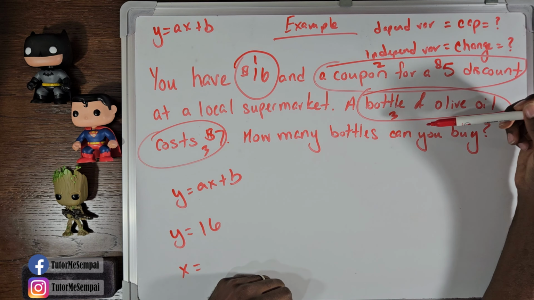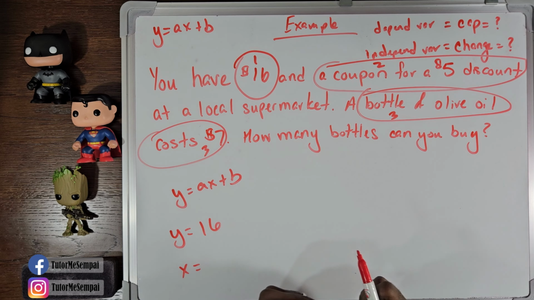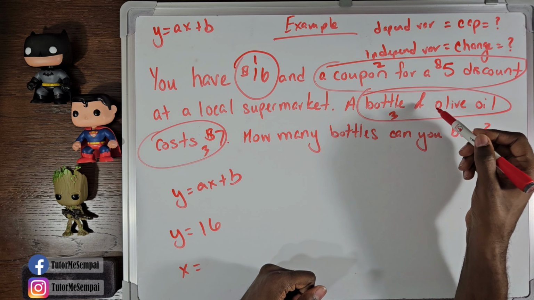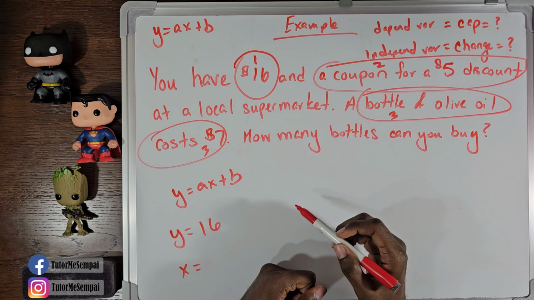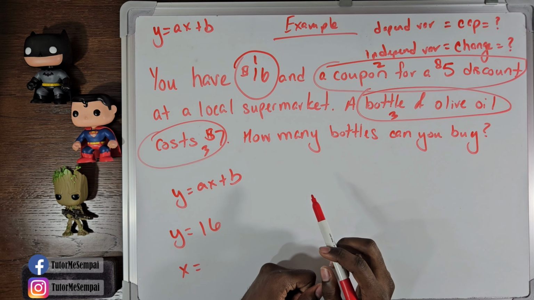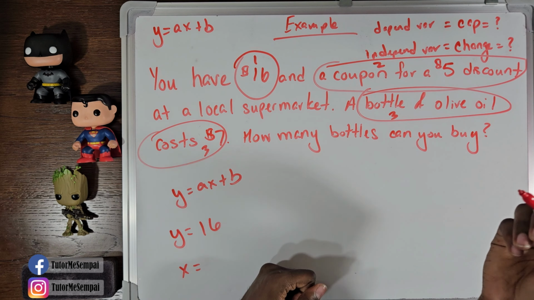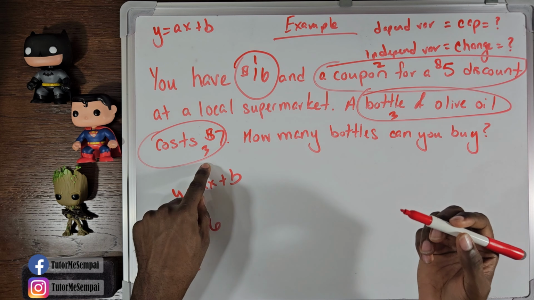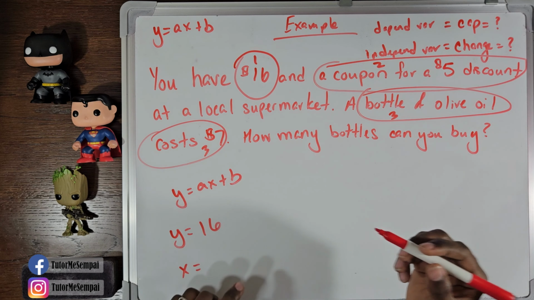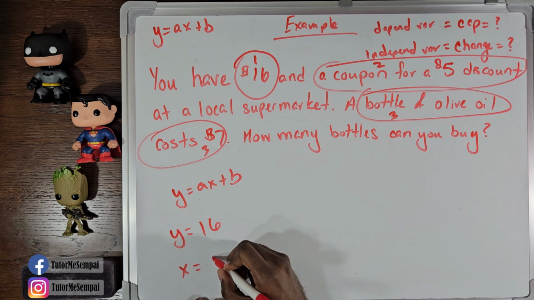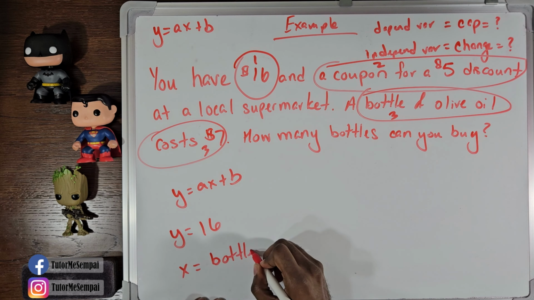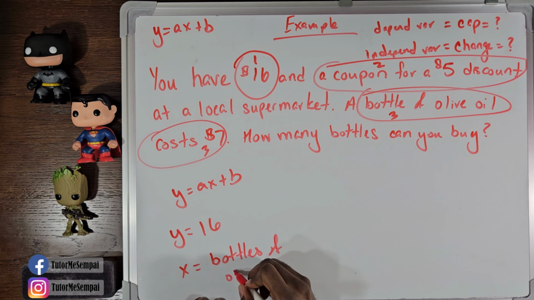Once again, what are you trying to do? Are you trying to acquire more coupons or discounts? Or are you trying to buy olive oil? You're trying to buy bottles of olive oil. So although the price is not changing, the number of coupons isn't changing, the number of bottles does change. And each bottle is going to cost $7. So you know that your X is actually going to be bottles of olive oil.